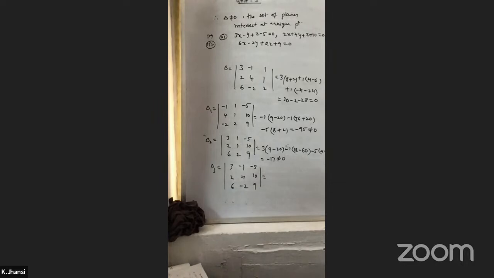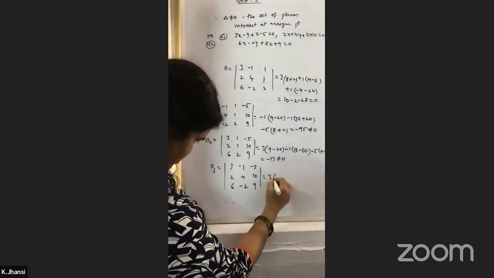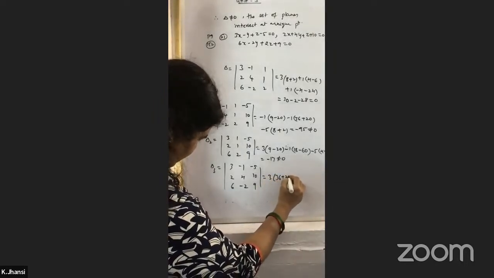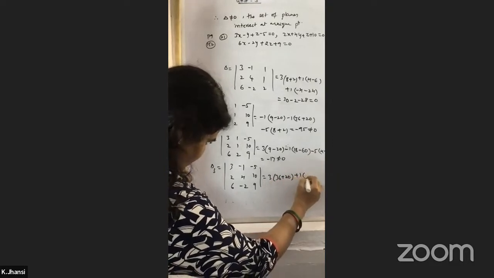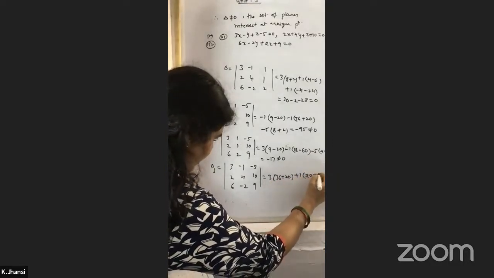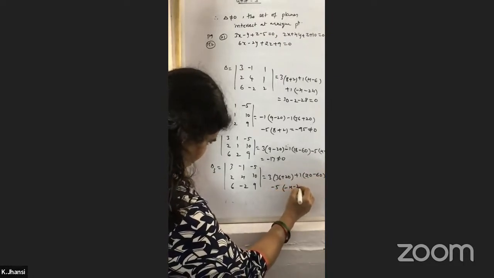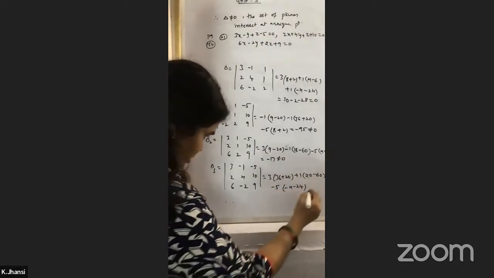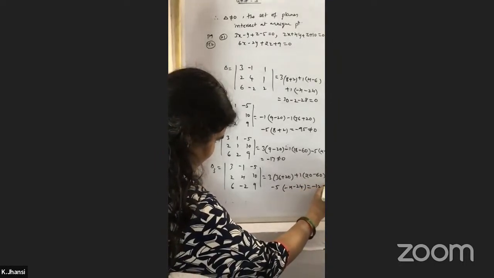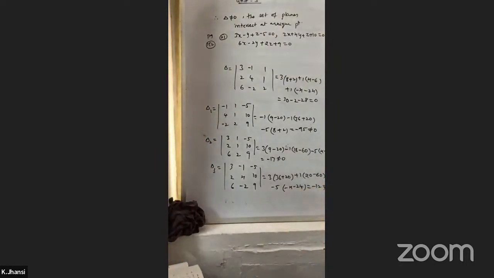So for this you will get the value as 3 into (36 plus 20), plus 1 into (20 minus 60), minus 5 into (minus 4 minus 24). This value is minus 12, and this is also not equal to 0.